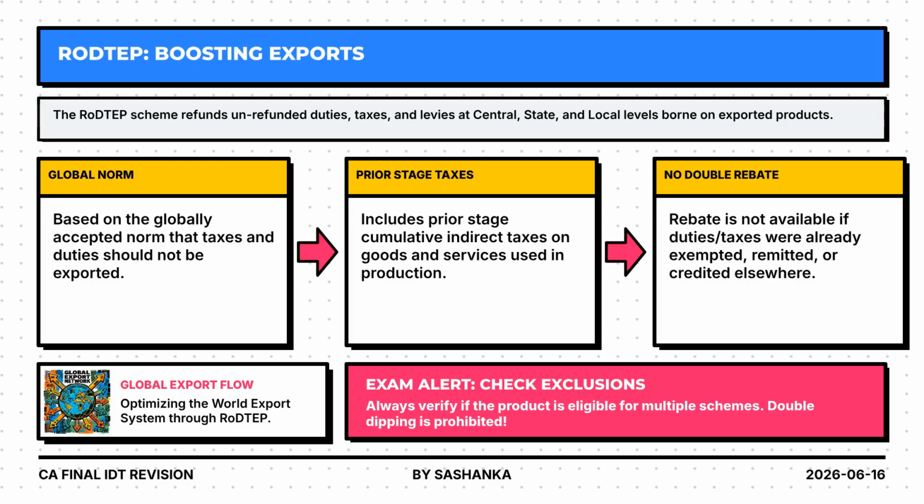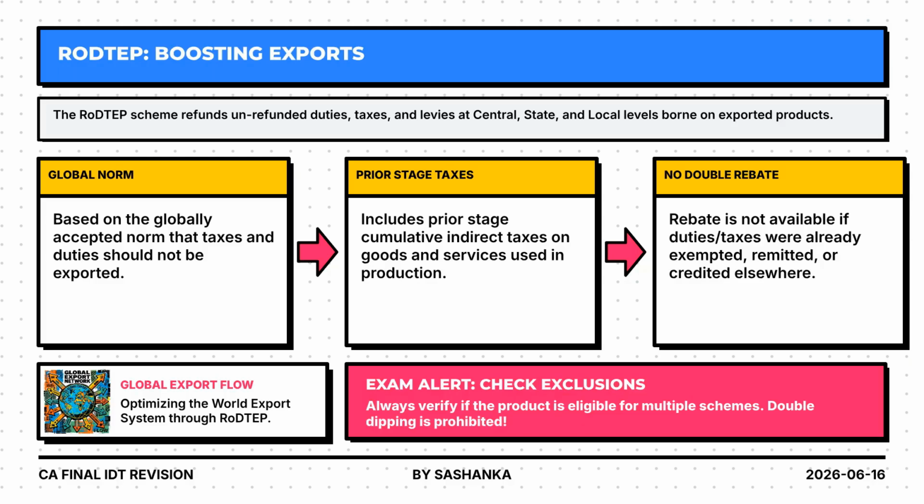RODTEP stands for Remission of Duties and Taxes on Exported Products. It is based on a globally accepted principle that taxes should not be exported. The scheme refunds duties, taxes, and levies that remain unrefunded despite existing mechanisms. These may arise at central, state, or local levels and can include cumulative indirect taxes incurred during production and distribution.